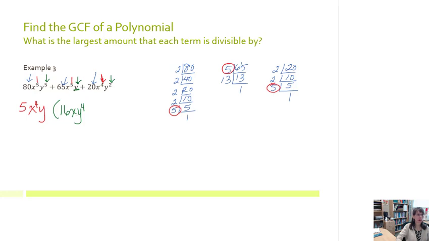Next, we have to match our middle term. 5 multiplied by something has to match positive 65.